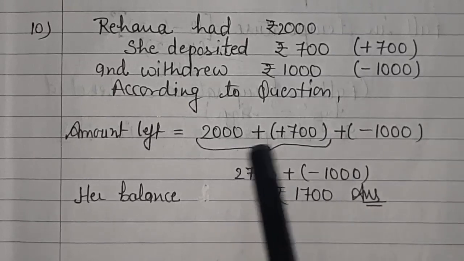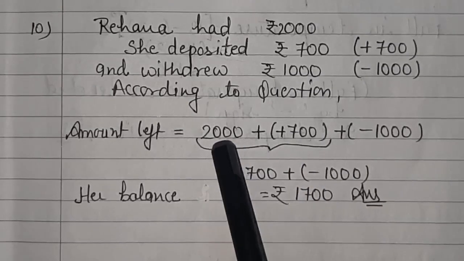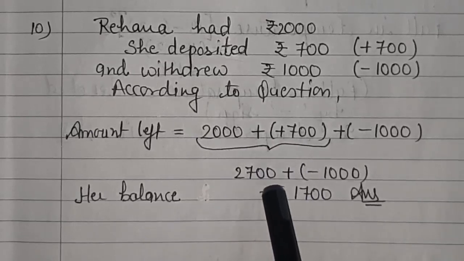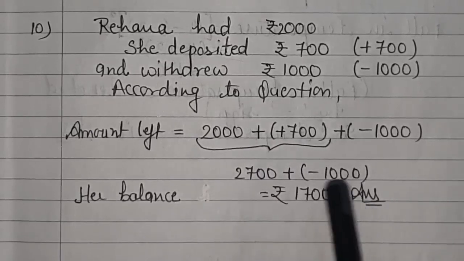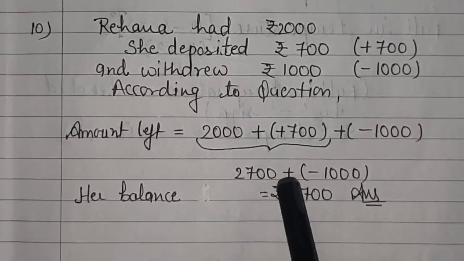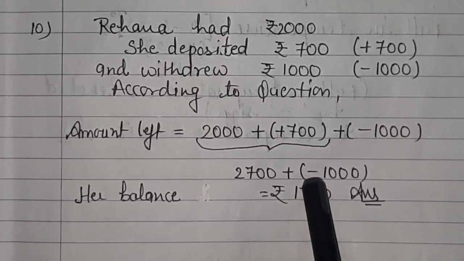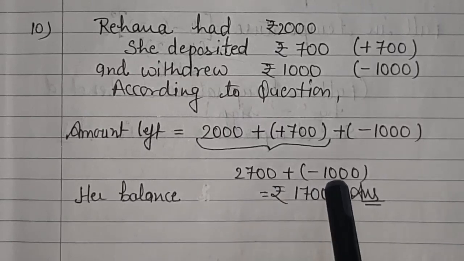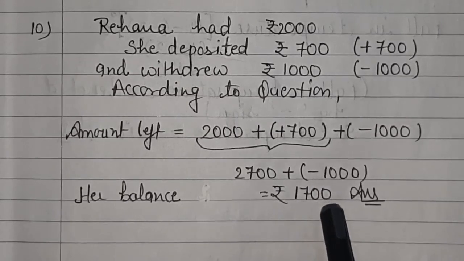How? First you add these two integers. 2000 plus 700 becomes 2700, plus minus 1000. Plus minus, when the signs are different, you take the negative sign. 2700 minus 1000 is 1700.